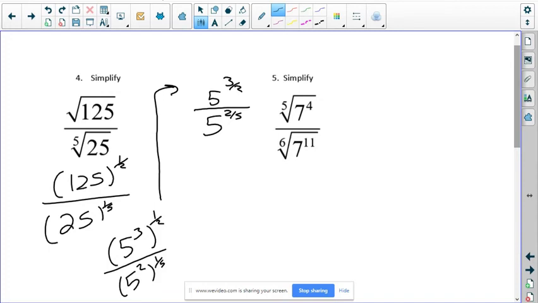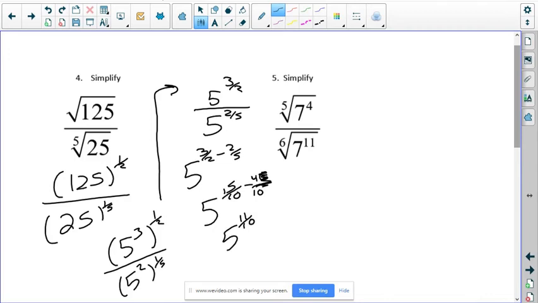And well, now they're the same base in terms of a quotient. So when you do a quotient, we have 5 to the 3 halves minus 2 fifths. So 5 to the 15 tenths minus 6. Nope, that's totally wrong. To get to tenths, I have to multiply both the numerator and denominator by 2. So that's 4 tenths. So we have 5 to the 11 tenths.